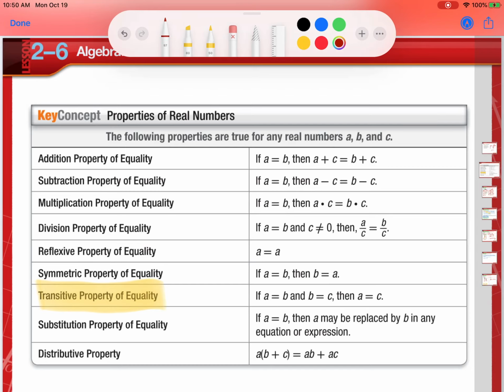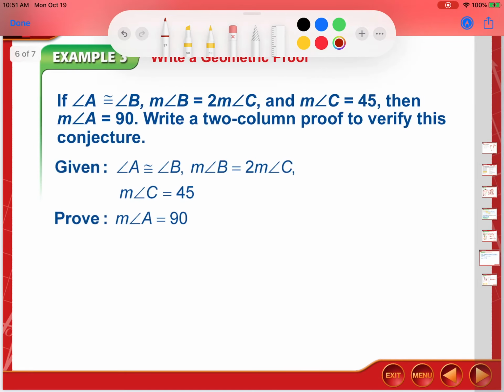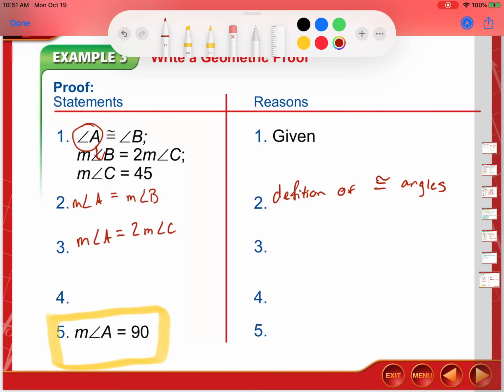So let's just say, real quick example. So if A equals B and then B equals 5, well, by this transitive property of equality, if B equals 5, then A also equals 5, since A and B are equal to each other, okay? So now we write our transitive property of equality.